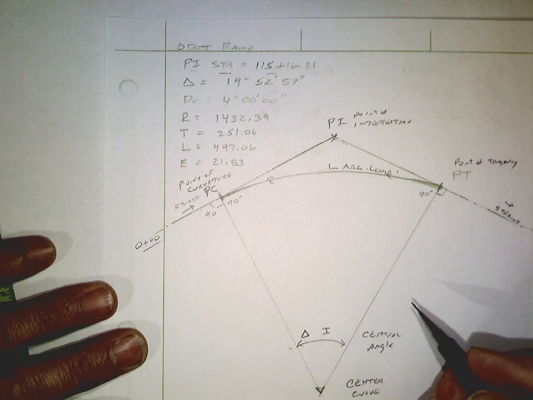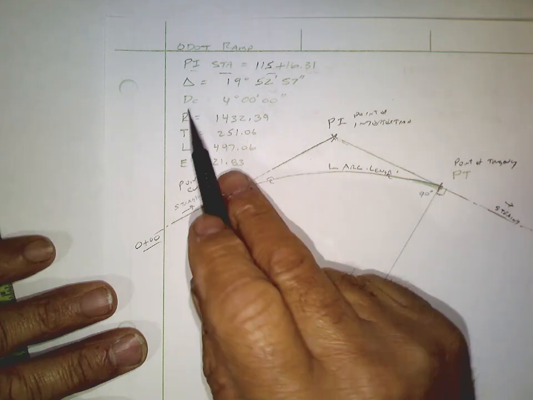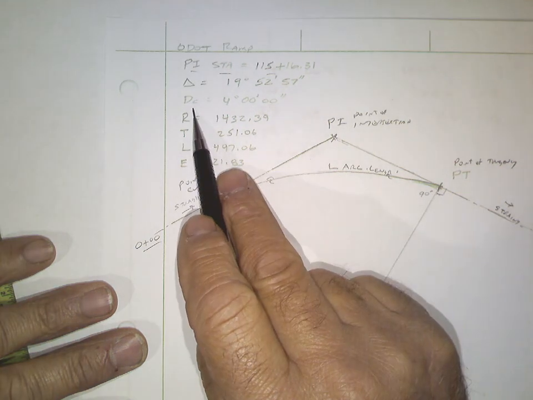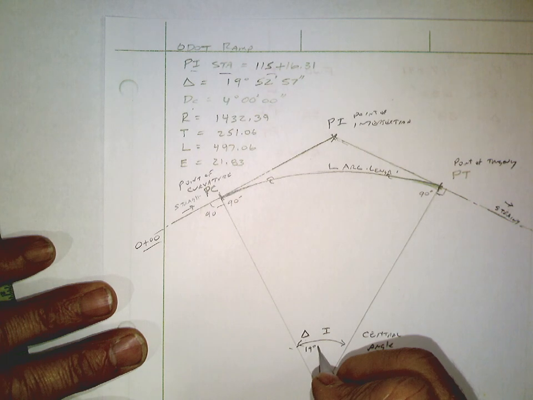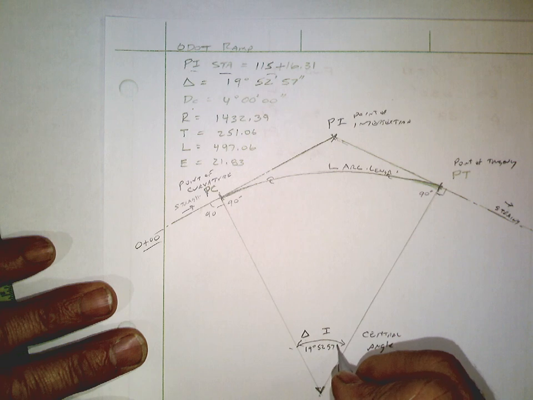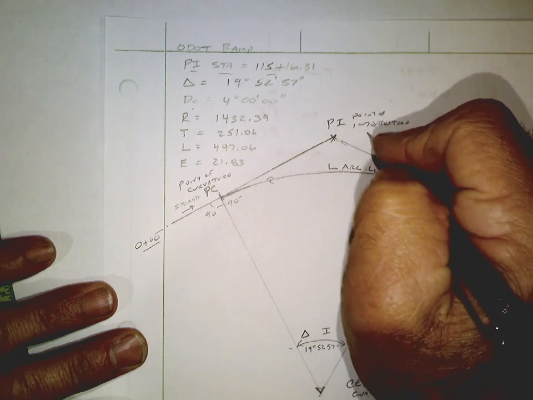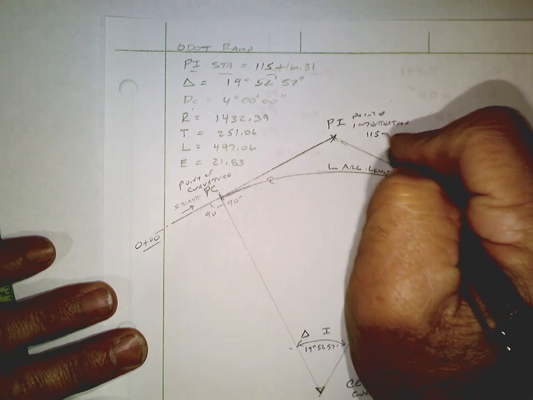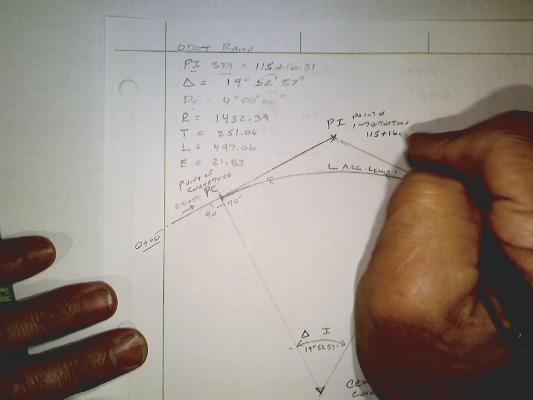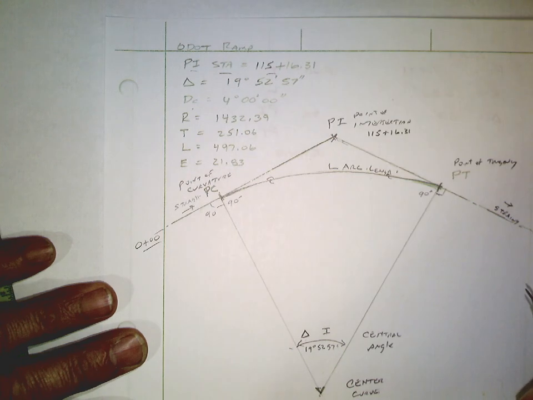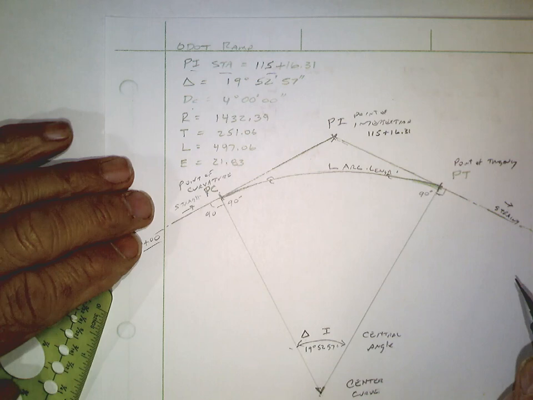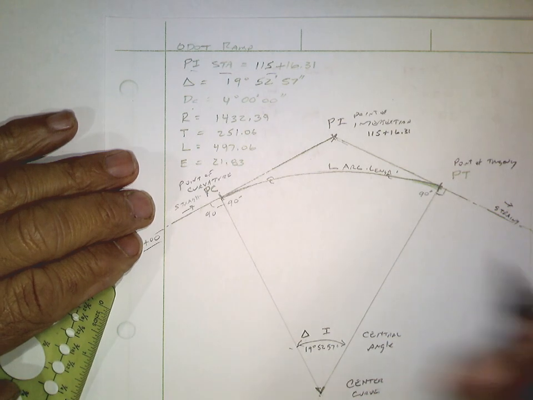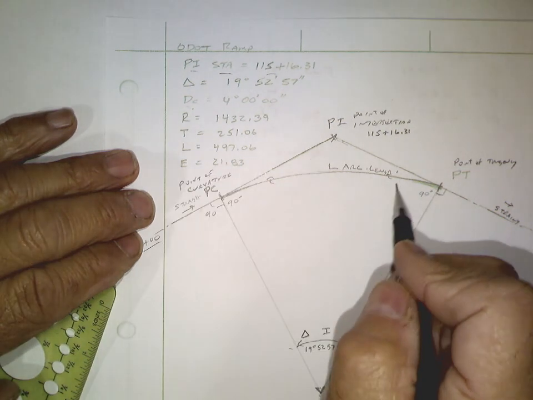And this is called the degree of curvature. In fact, and let's put this in here since we've got it. In our case, this is 19 degrees, 52 minutes, and 57 seconds. We're going to go ahead and label this up as station 115 plus 1631. So what we need to do is we need to kind of begin to think about some of these computations. This is called degree of curvature.